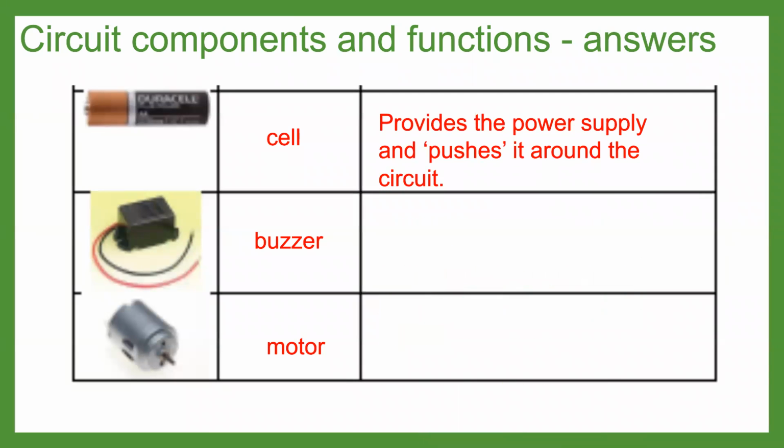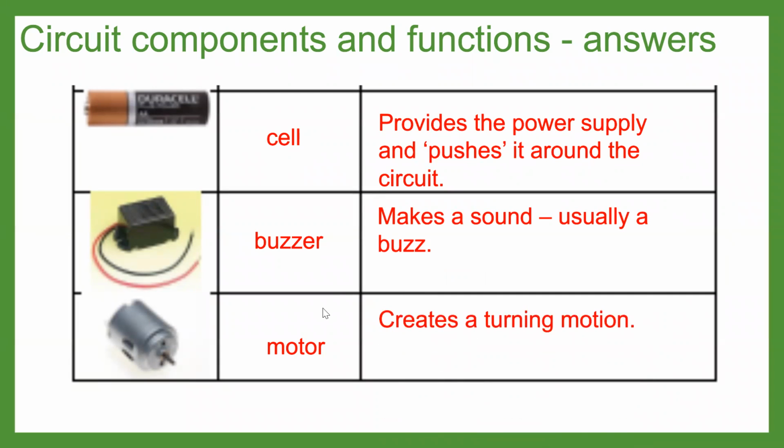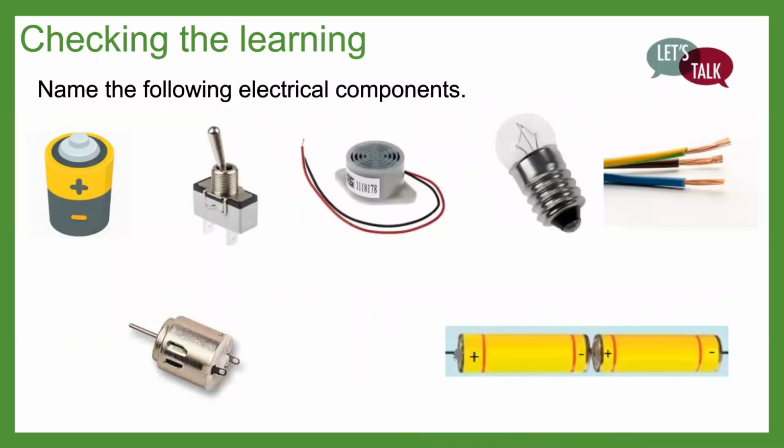A cell provides the power supply and pushes that power around the circuit. A buzzer makes a sound. It usually buzzes or vibrates. And a motor, now that creates a turning motion. So we often use that to turn things. So it creates a turning motion. So well done if you managed to get those answers correct.